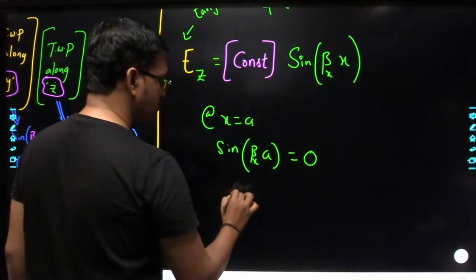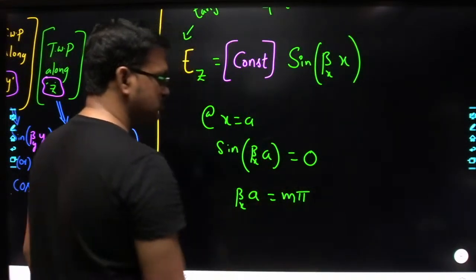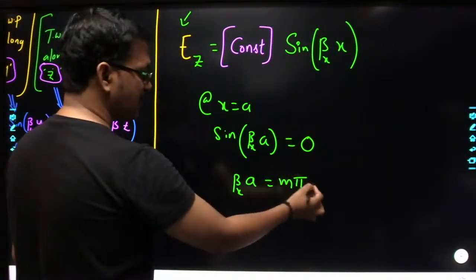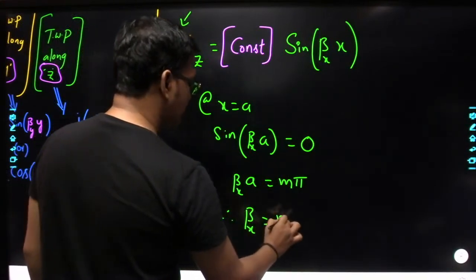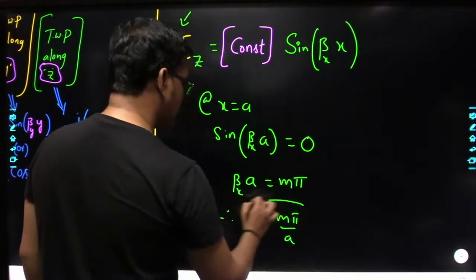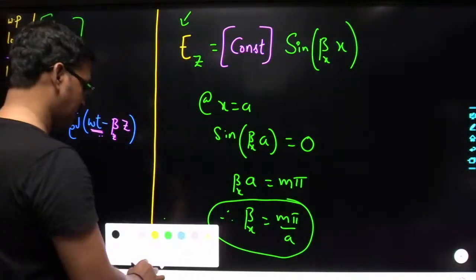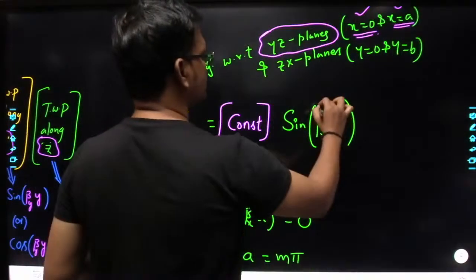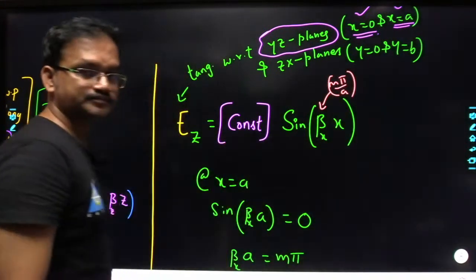So when will this function become equal to 0? Whenever beta x into a is equivalent to integral multiples of pi. So beta x a is equal to m pi, and therefore beta x is m pi by a. That's it. So from the boundary conditions, we have determined this beta x value, which is nothing but m pi by a.